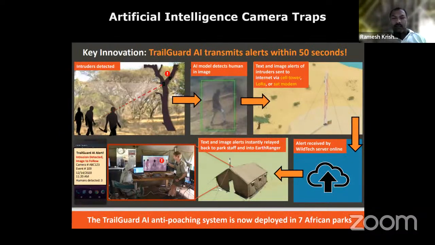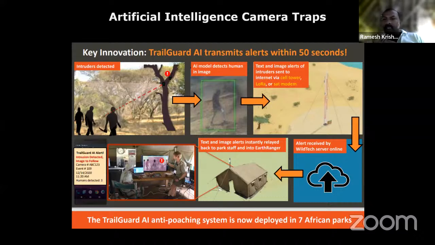Now we have new traps which are in the pipeline. You are one of the very few people in the country who are getting to know this. It's just being developed by one of our collaborators in the US. It's an artificial intelligence camera trap, known as TrailGuard. The interesting point is that it really has a classification system.